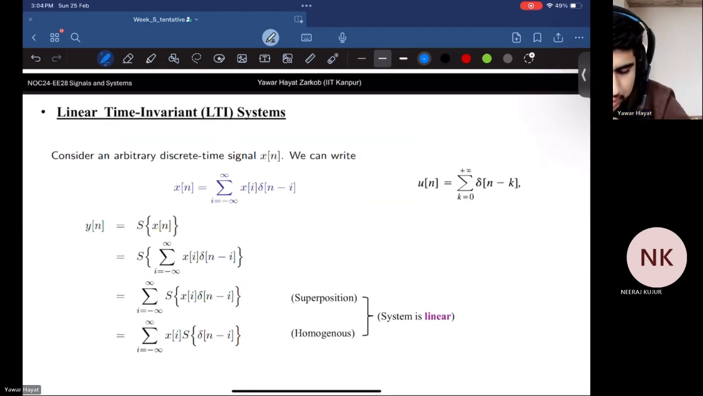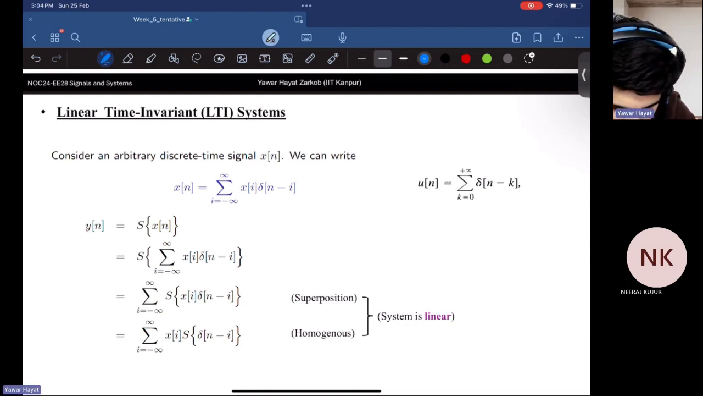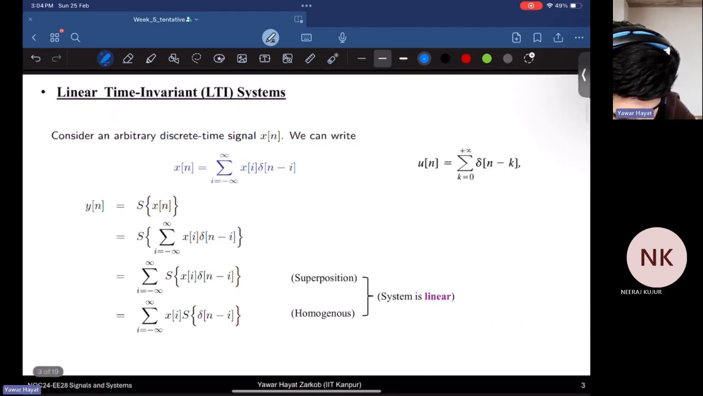So let us briefly recap what we learned so far. Linear time invariant systems, LTI systems, the systems that are linear as well as time invariant. And why are these systems special? We'll get to know that.